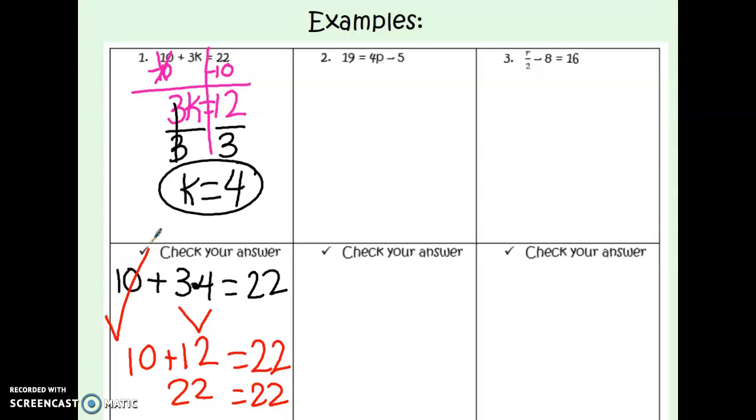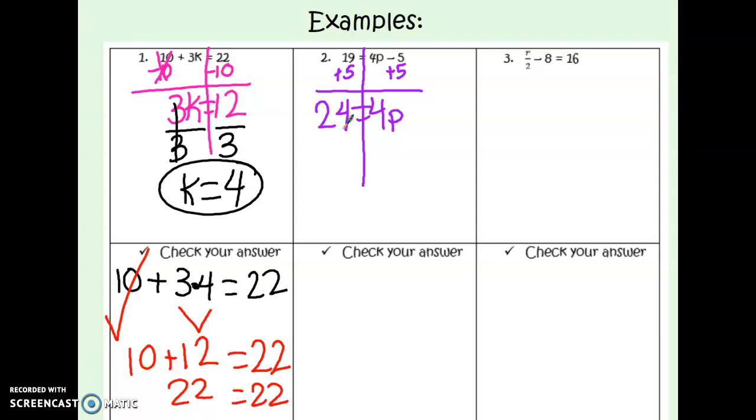Alrighty, let's look at our next one. We've got 19 equals 4p minus 5. Okay, go ahead and draw my line. We always start solving equations kind of like doing PEMDAS backwards. We want to undo the addition and subtraction first. So I've got minus 5, so I'm going to add 5. I'm going to add 5 to my other side. That leaves me with 4p. And then 19 plus 5 is 24.